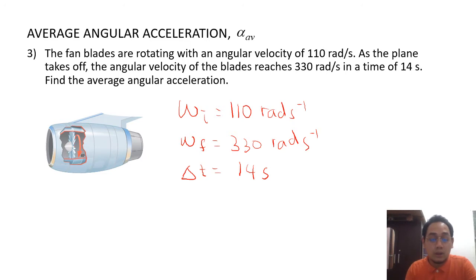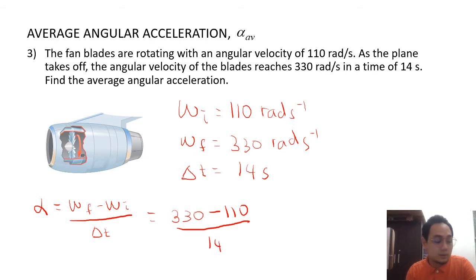So if we want to find the average angular acceleration, the formula will be alpha equal to omega final minus omega initial over delta t. So substitute the information into this formula. We will get 330 minus 110 divided by 14. And the answer will be 15.71 radian per second squared. So this is the answer.